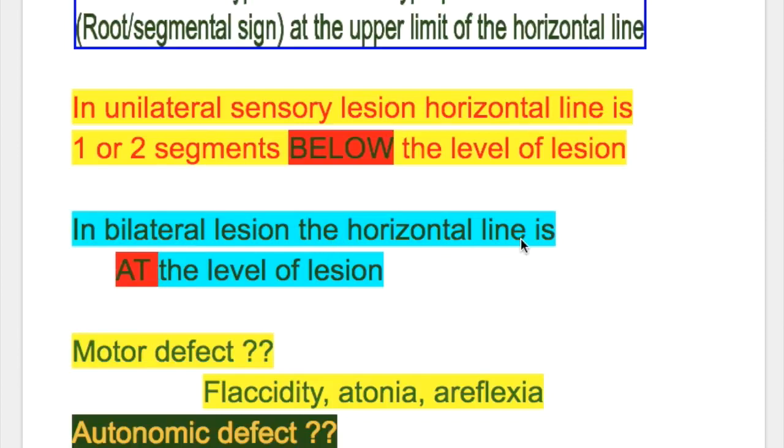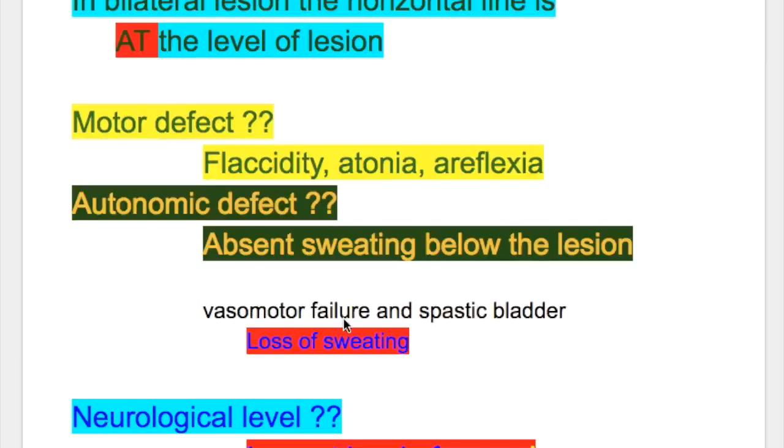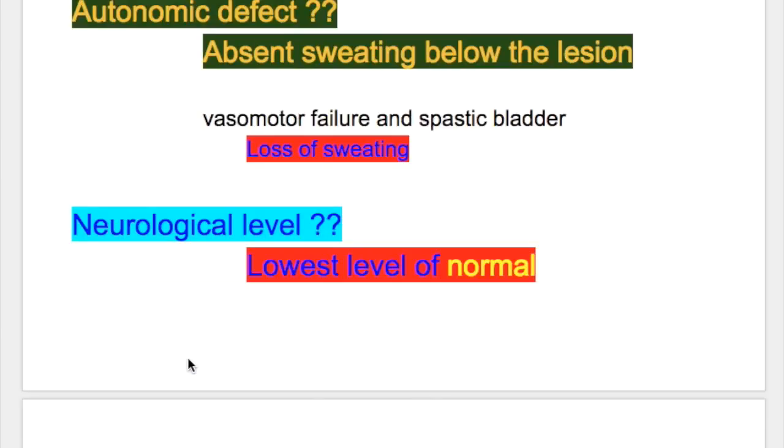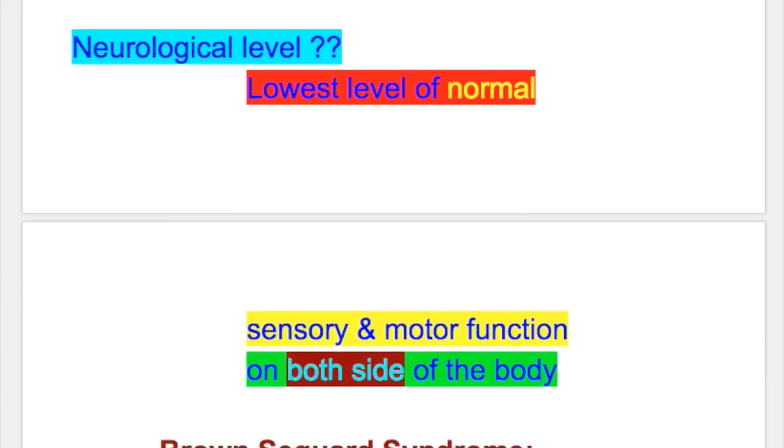What are the motor defects found at the horizontal line at the upper limit of spinal cord injury? The motor defect is flaccidity, atonia, and areflexia. And what is the autonomic defect? Absent sweating below the lesion. And what is the neurological level? The neurological level is the lowest level of normal sensory and motor function on both sides of the body.